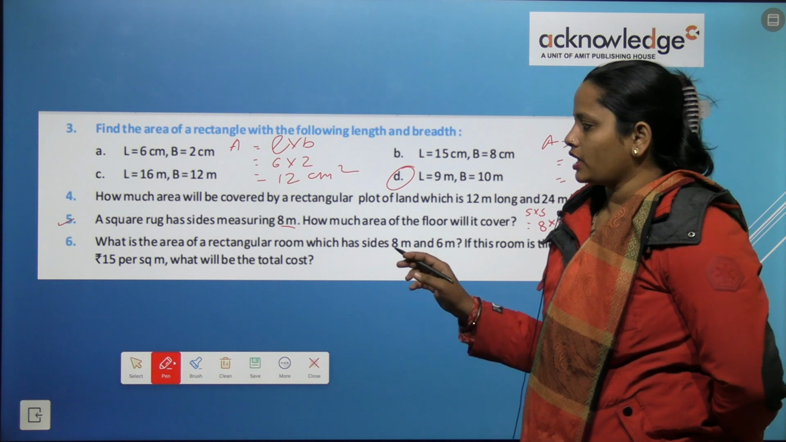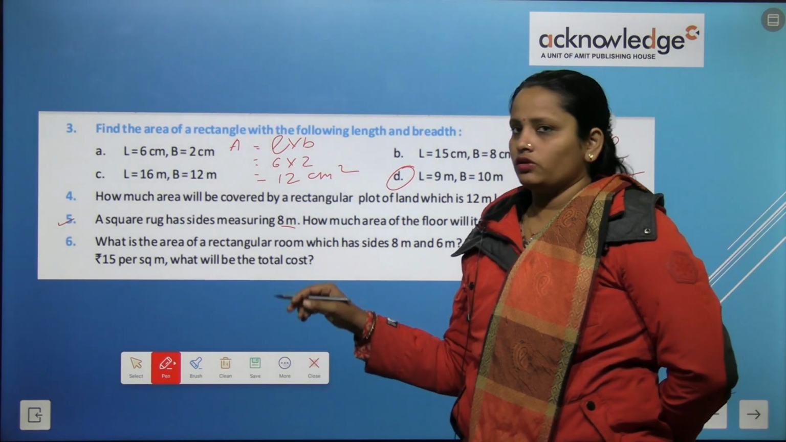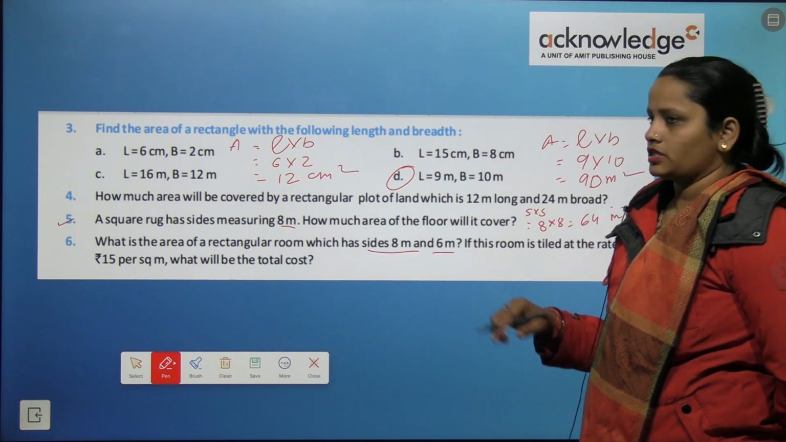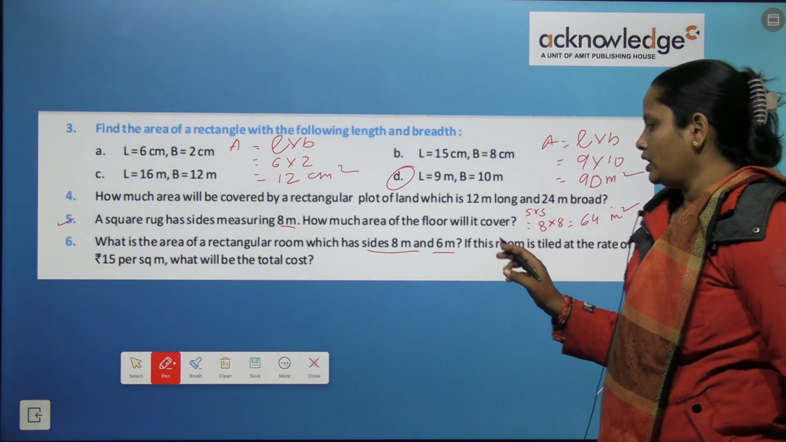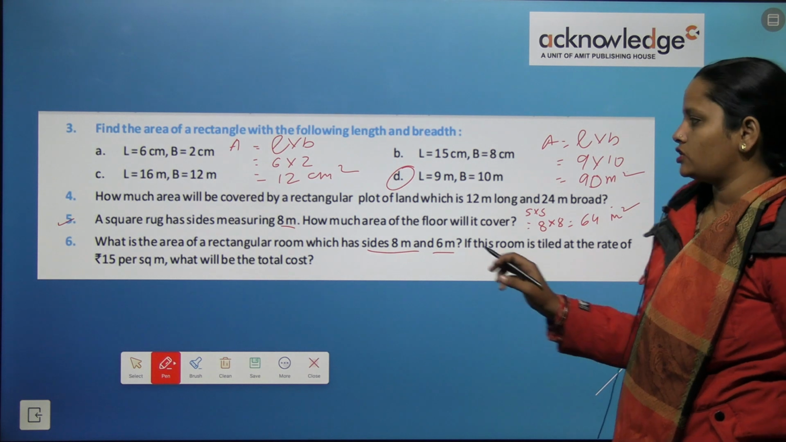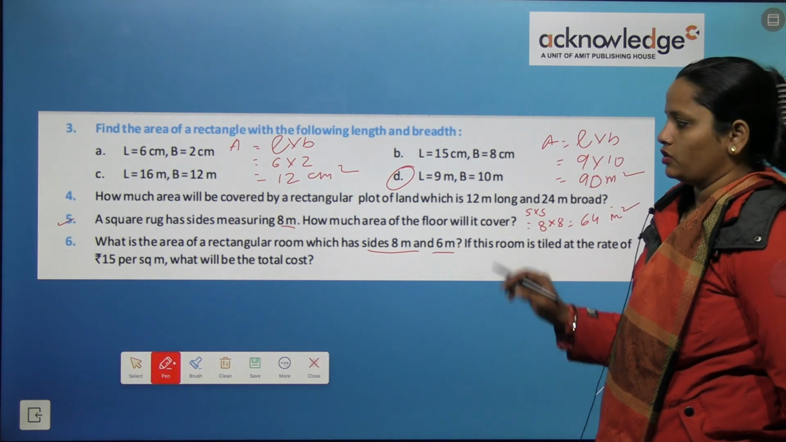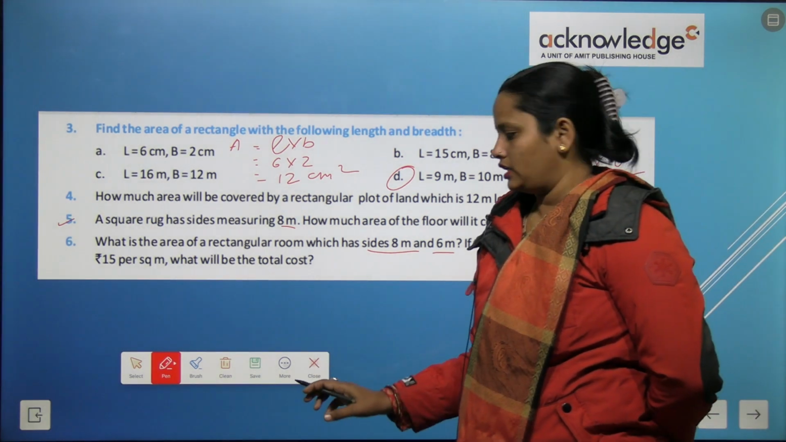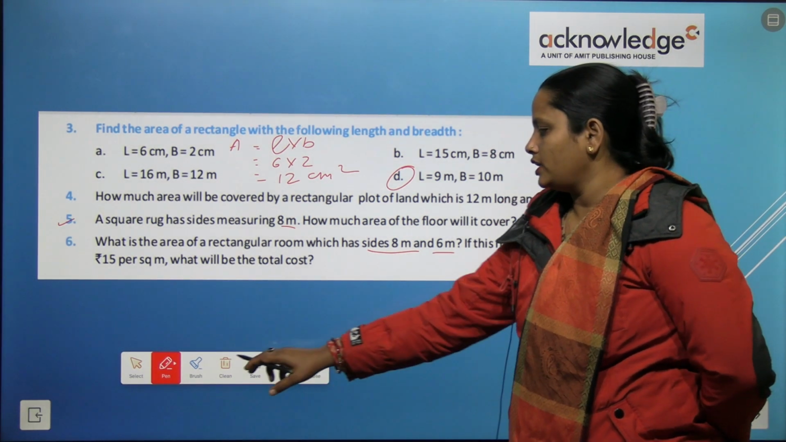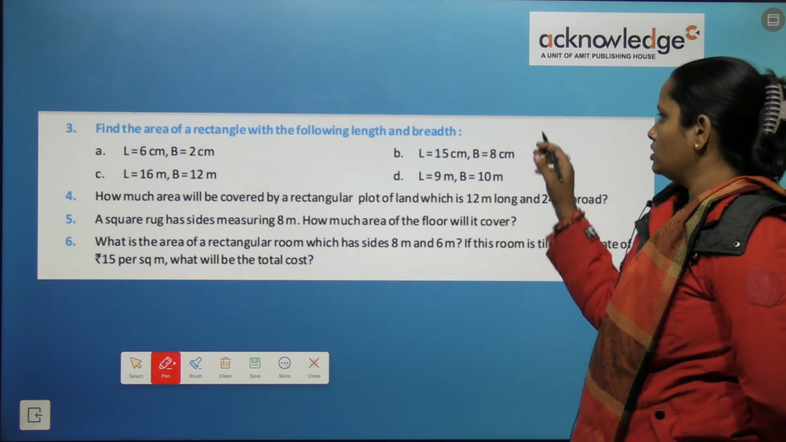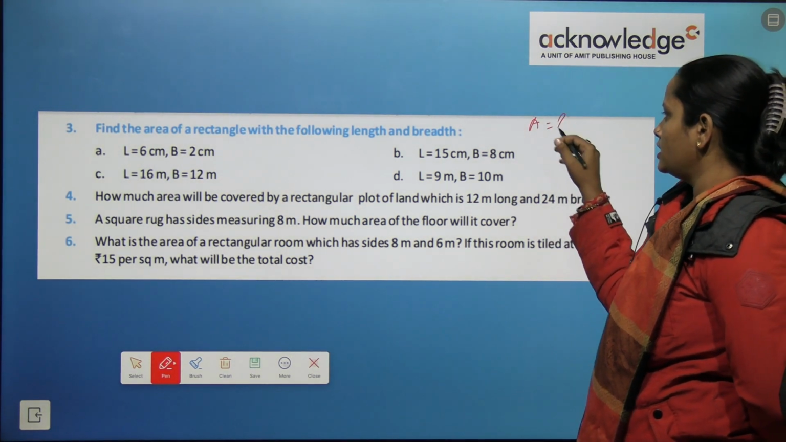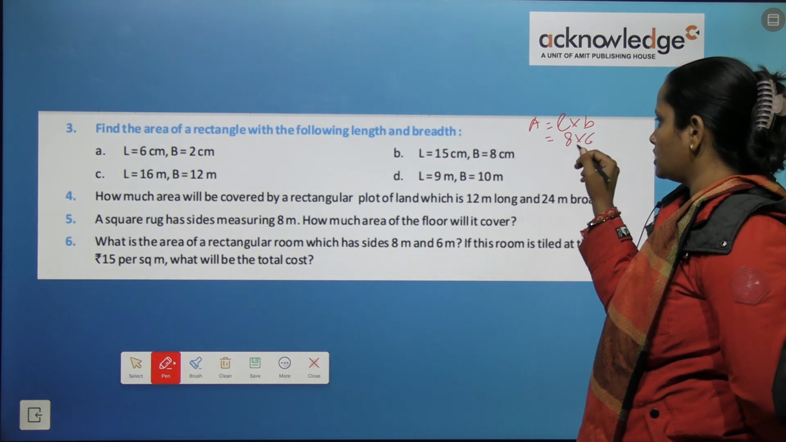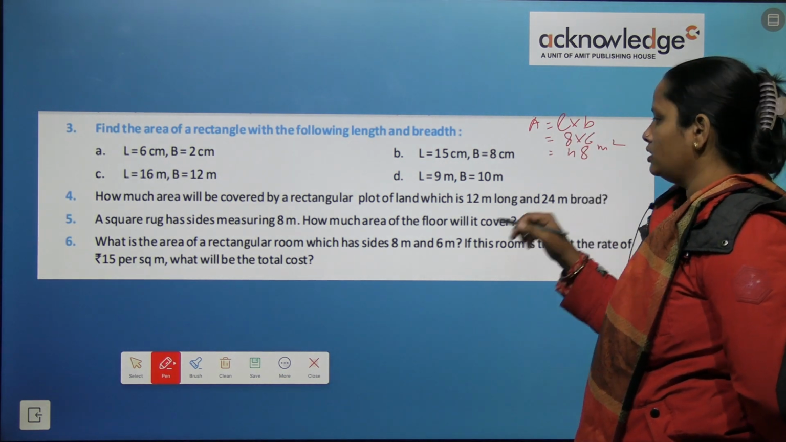What is the area of a rectangular room? There is a rectangular room, and we have to find its area. The sides are 8 meter and 6 meter. And if this room is tiled at the rate of 15 per square meter, what will be the total cost? So first we have to take out the area. So formula of area is length into breadth of rectangle. So 8 multiply 6, 48 meter square.